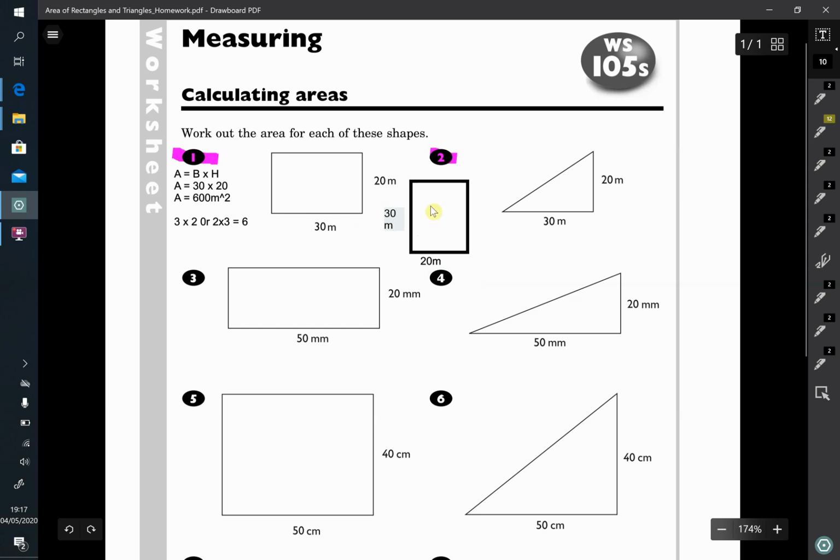So that means now when I look at my rectangle this way, my height is 30 and my base is 20, but they're still the same shape. All right, guys, so it really does depend how you're looking at the shape.